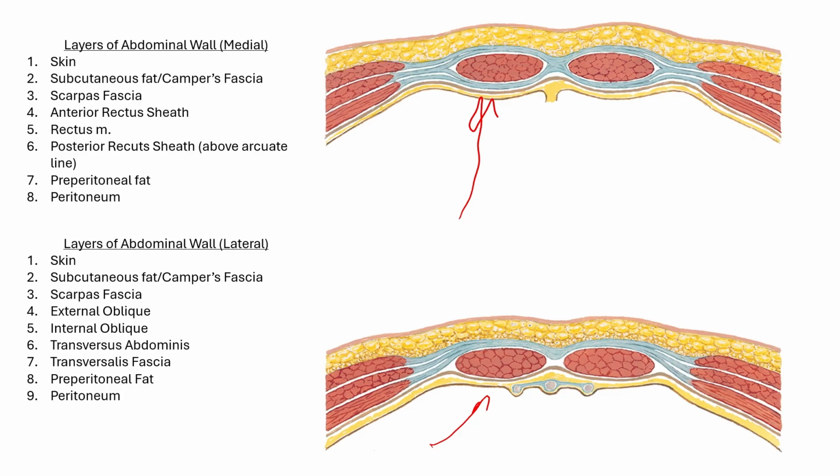And then you can confidently state the layers and exclude the posterior rectus sheath. Now, this will only affect you recording the layering of the medial abdominal wall layers, because the lateral abdominal wall layers is not affected with or without the posterior rectus sheath.